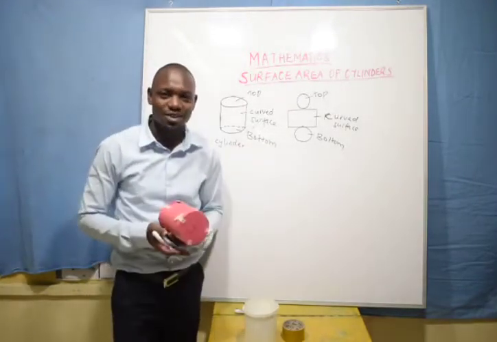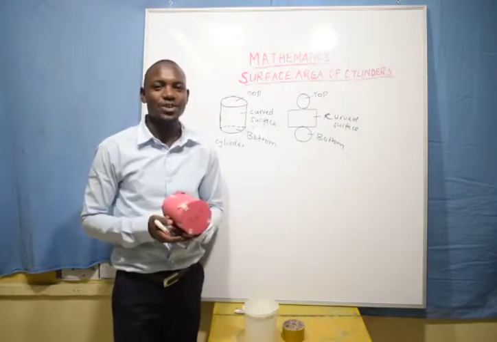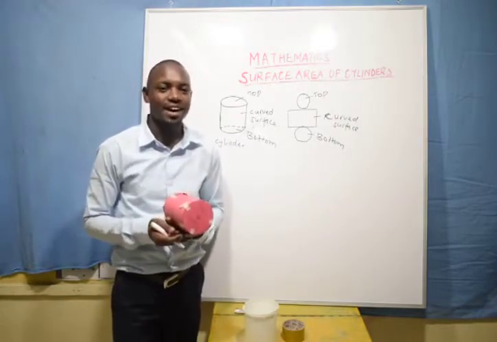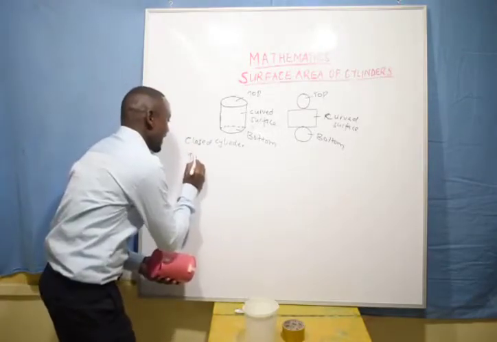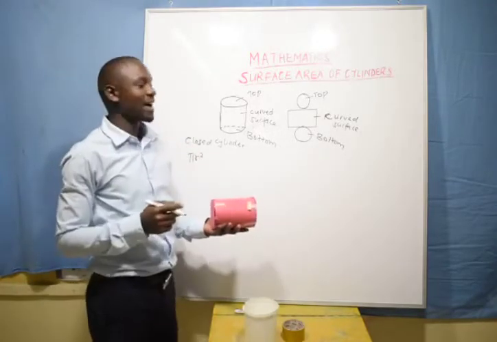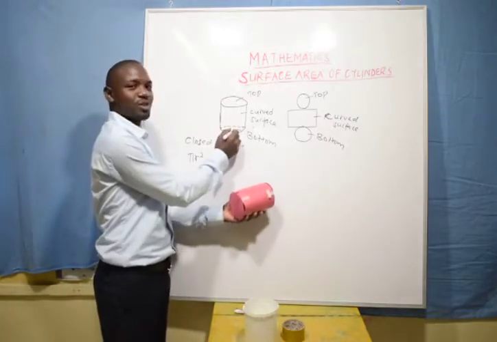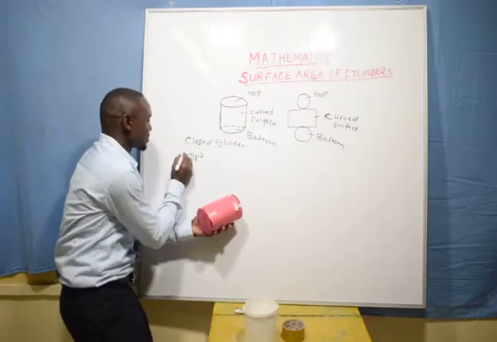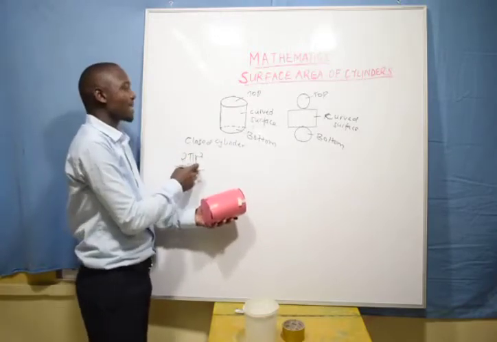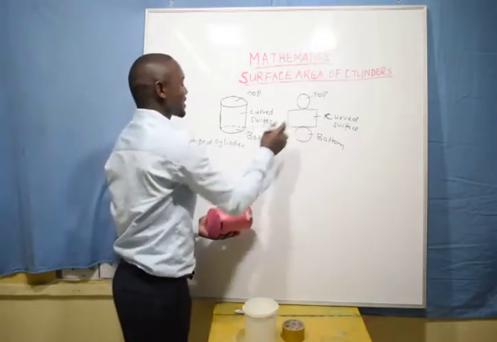And how do you get the area of a circle? Area of a circle is given by pi r squared. And remember, there are two, that is the circular top and the circular bottom. So it is 2 pi r squared plus the area of the curved surface.